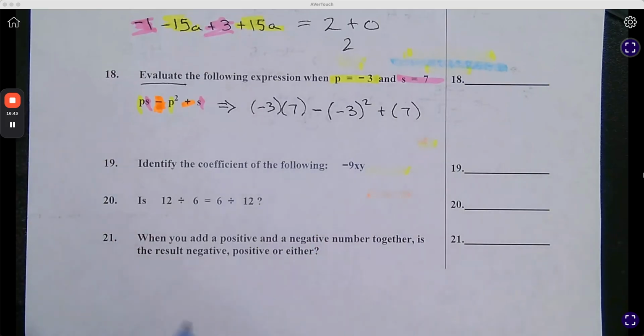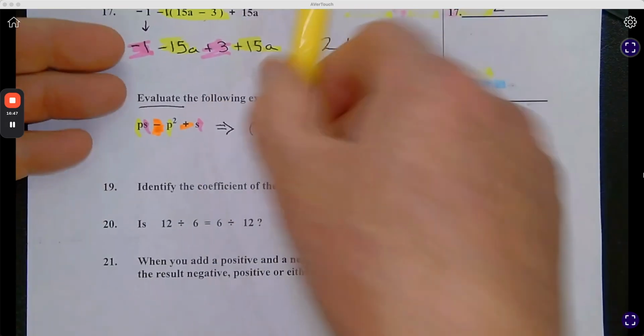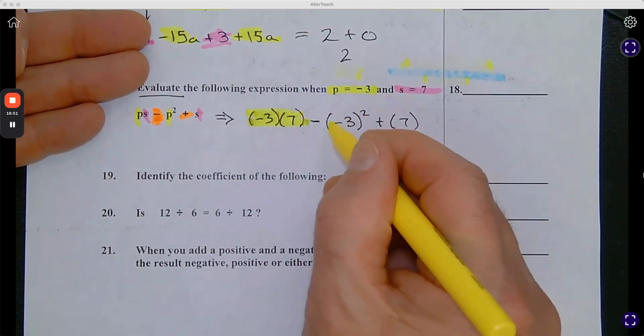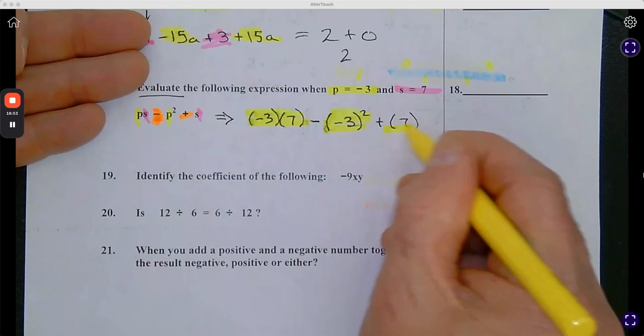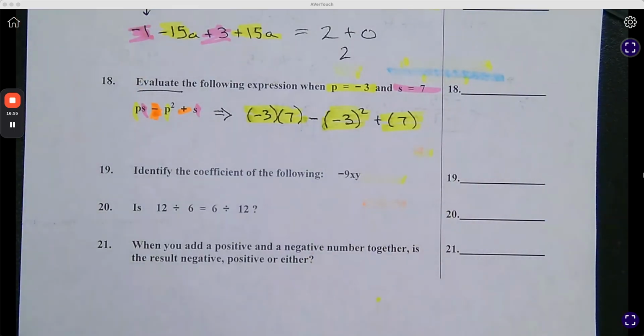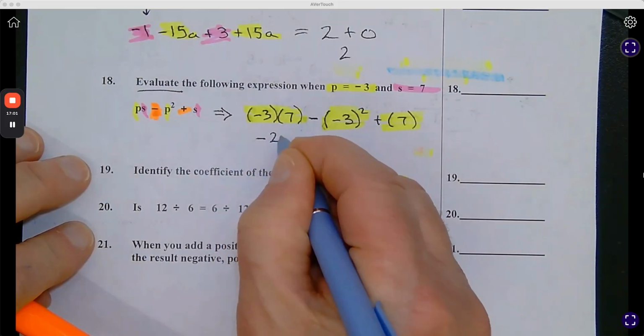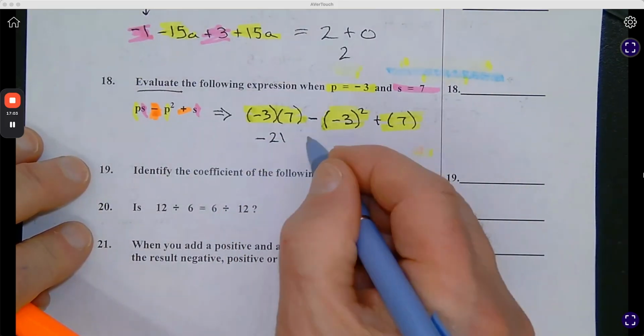Okay, let's talk about our terms. I think this is important. Terms are separated by addition and subtraction. So, there's a term, and there's a term. Okay, negative 3 times positive 7. Negative times a positive is negative. 3 times 7 is 21.